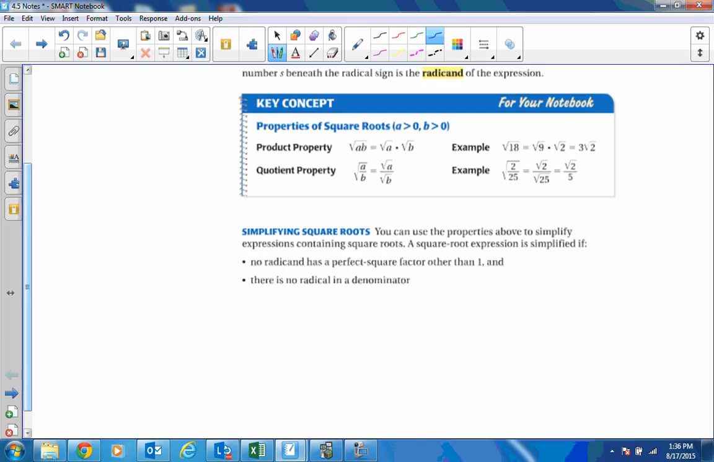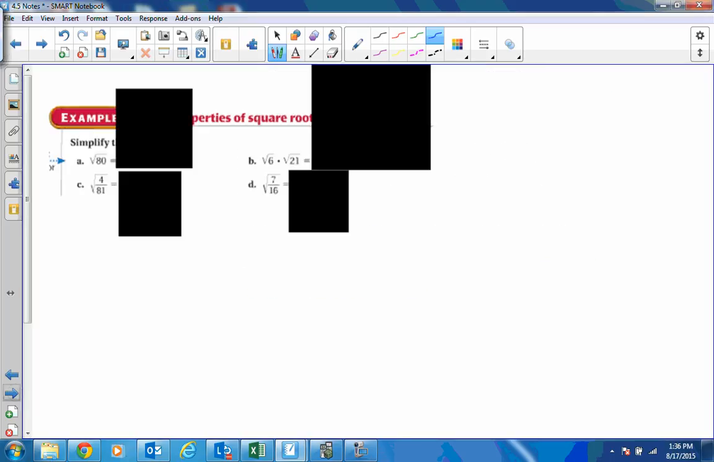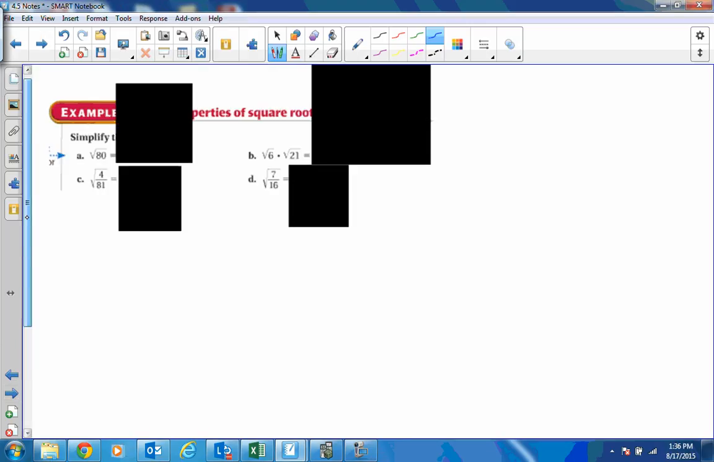A square root expression is simplified if no radicand has a perfect square factor other than 1. There is no radical in the denominator. Okay, so we're just trying to get it in simplest terms. So, square root of 80. And we're going to put these blocks here to add the answer.